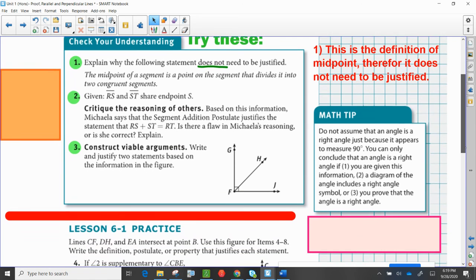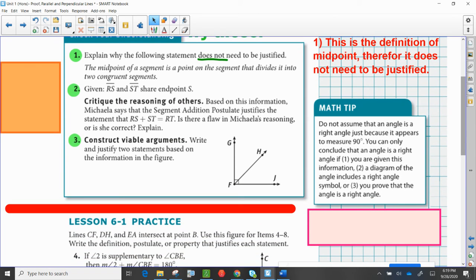Okay, let's look at number 2. It says, given RS and ST share endpoint S. Based on this information, Michaela says that the segment addition postulate justifies that RS plus ST has to equal RT. Is there a flaw in her reasoning? So do you think Michaela is flawed in her reasoning? Yes or no?